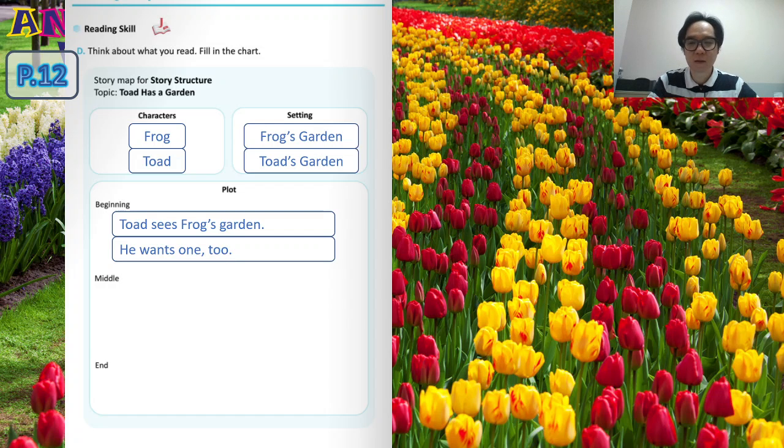Yes. So, this is the beginning of our story. It's how our story starts, and it's what makes everything else in the story happen. Because Toad sees Frog's garden, he wants one too. How does he feel? Does he feel angry? Does he feel sad? Does he feel happy or excited?